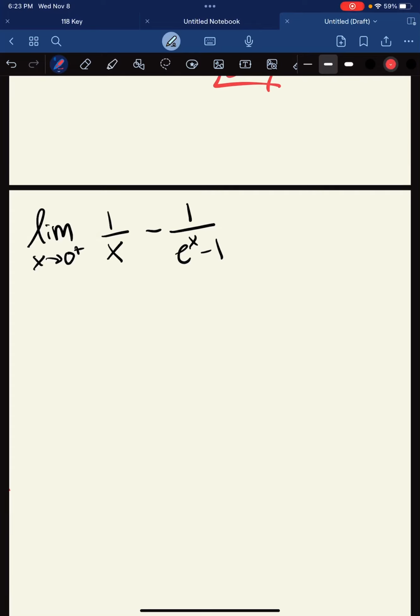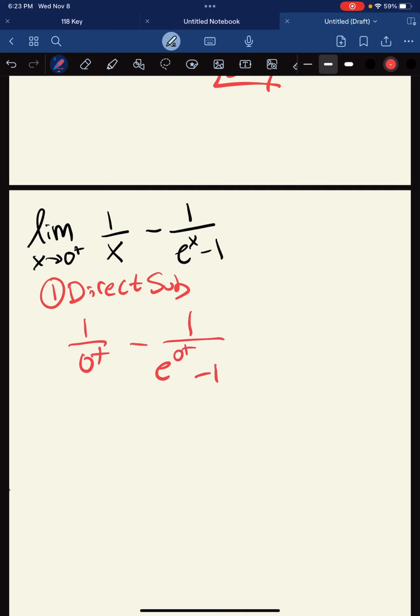Now for a more challenging L'Hopital's rule problem involving a different indeterminate form. So our first step is to always do direct substitution. We get 1 over 0 from the right minus 1 divided by e to the 0 from the right minus 1. And if you recall our graph for 1 divided by x, as we go towards 0 from the right, we are going towards positive infinity. So the value of 1 over 0 from the right is infinity.